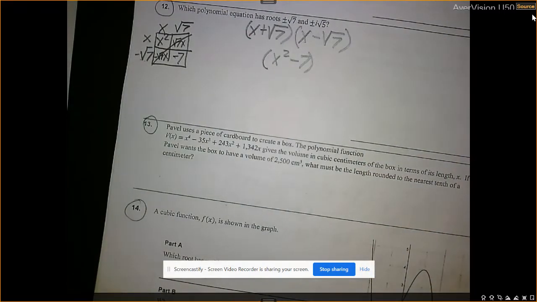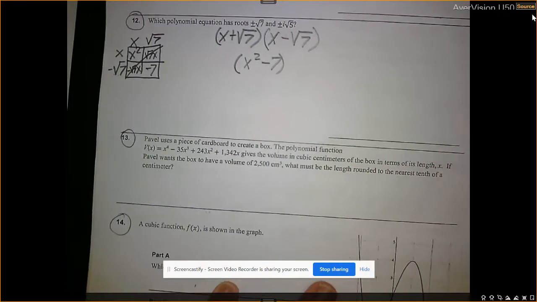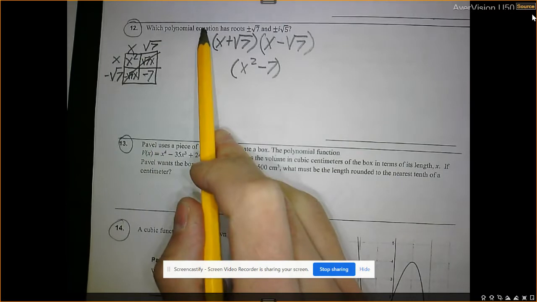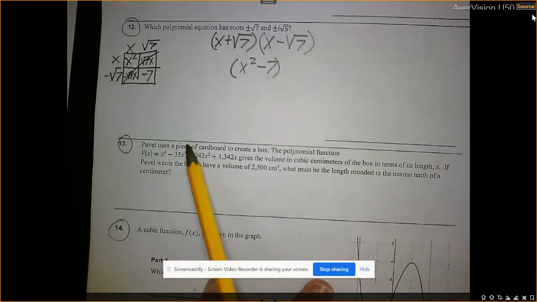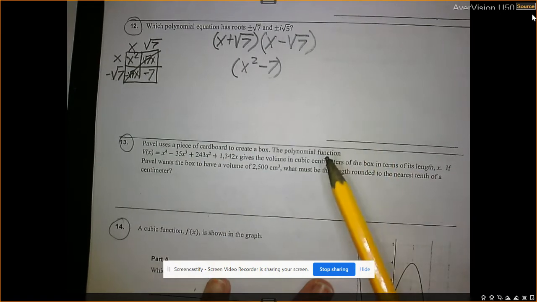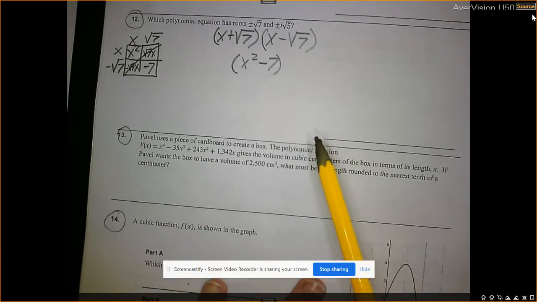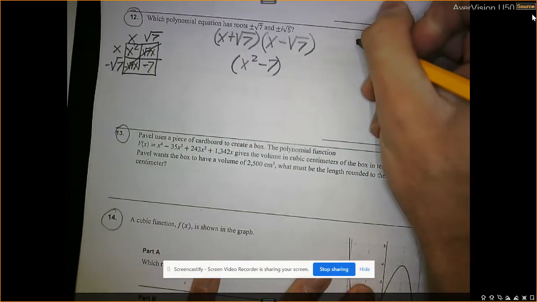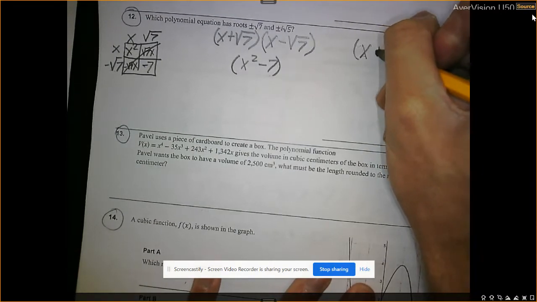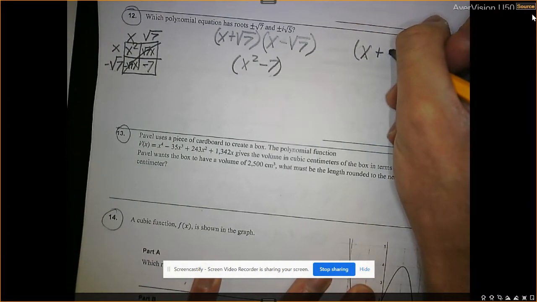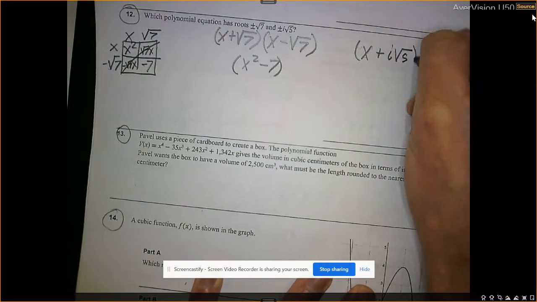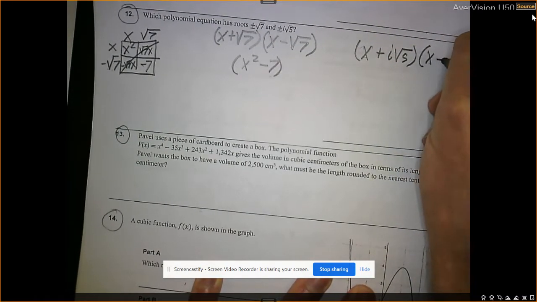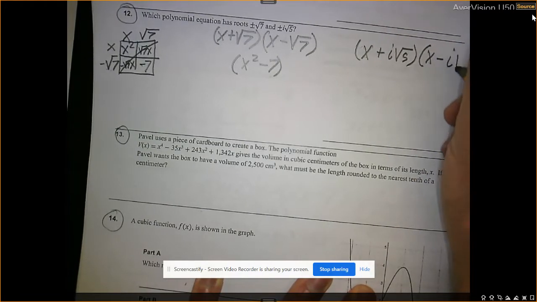Okay? And again, it's saying which polynomial equation. So on your test, this is going to be a multiple choice question also. And then you're doing the same thing for plus or minus 5i. Okay, so you're thinking, well, if I have that, then I have an x plus i root 5, and I have an x minus i root 5.